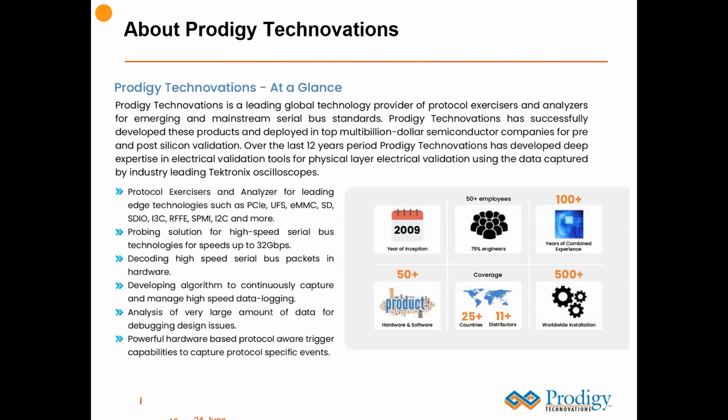We are now almost a 60-member team, all located in Bangalore. Most of them are working on product development. We have a customer support team providing all kinds of support across different time zones. We have distributors in Japan, Korea, Taiwan, China, Southeast Asia, and in France, Germany, Italy, Israel, and we reach out directly to customers in India as well as in the North America region. That's about Prodigy Technovation.